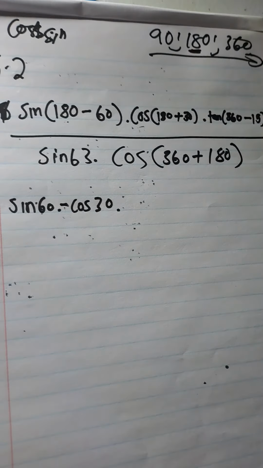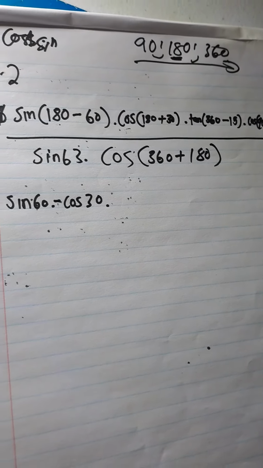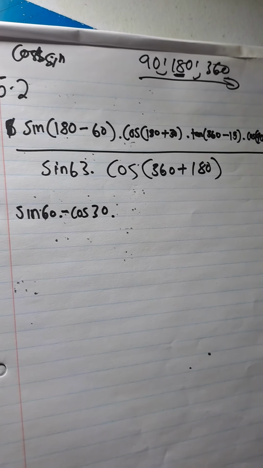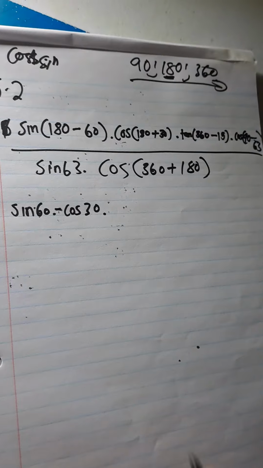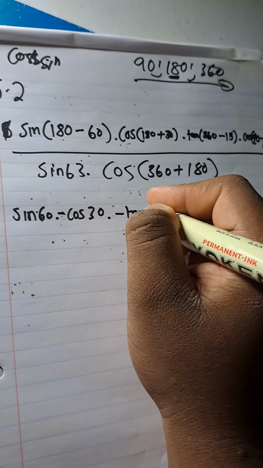Multiply by tan of 360 minus 15. 360 minus theta is in the fourth quadrant, which is positive for cos. So I'm going to say minus tan 15.